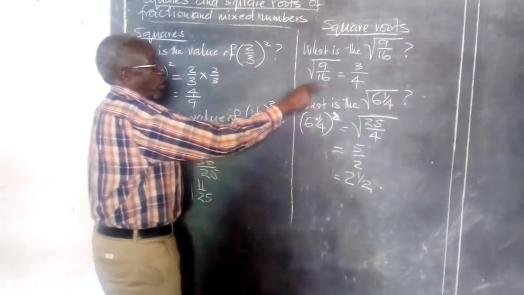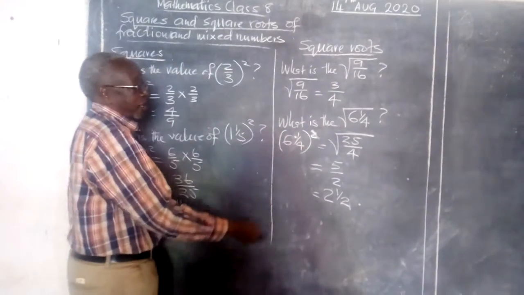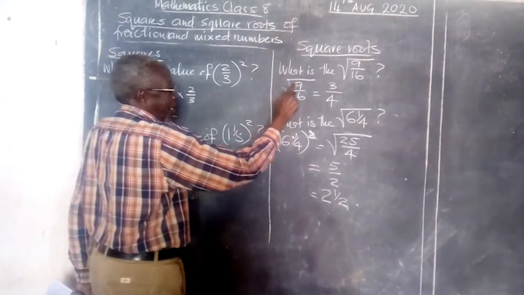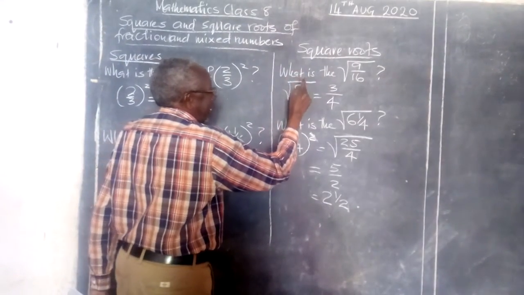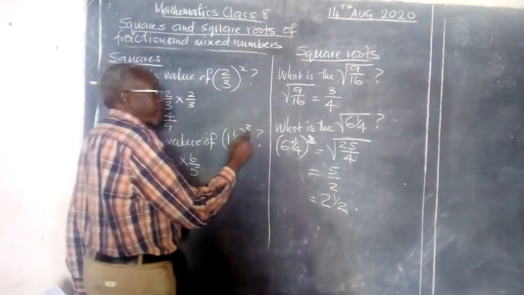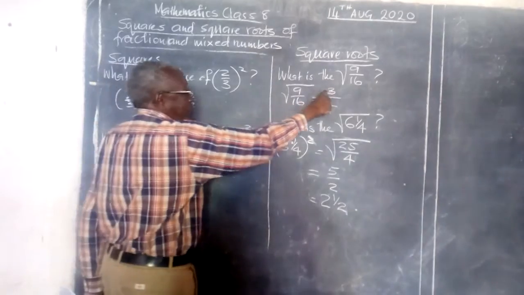And so for the square roots also, what is the square root of 9 over 16? We ask ourselves, what number do I multiply by itself to get 9? We got 3. And what number do I multiply by itself to get 16? That is 4. So the square root of 9 over 16 is 3 over 4.